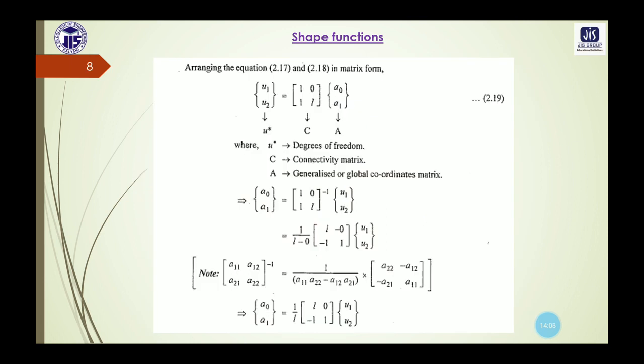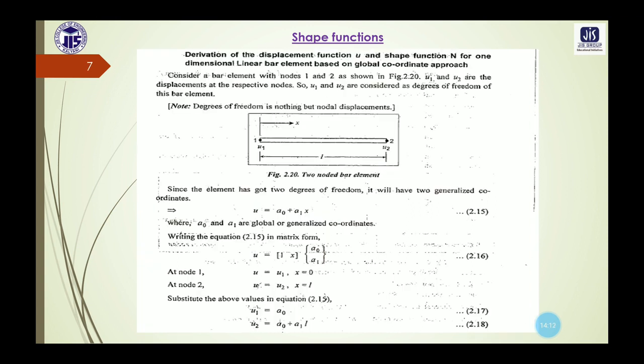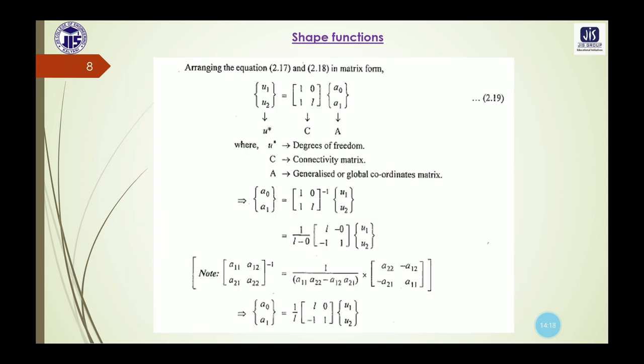Now if we arrange the equations 2.17 and 2.18 in matrix form, then you can write [u1 u2] equals the matrix [1 0; 1 L] multiplied by [a0 a1]. So this is our equation number 2.19. Here u star is the degrees of freedom, C is the connectivity matrix, and A is the generalized or global coordinates matrix.